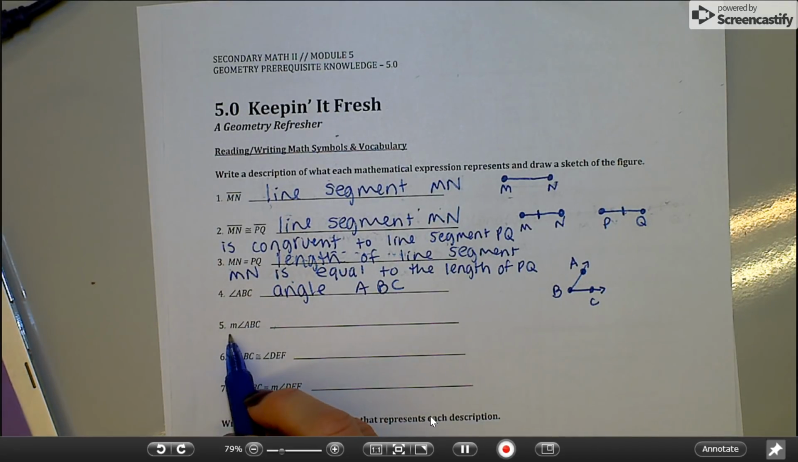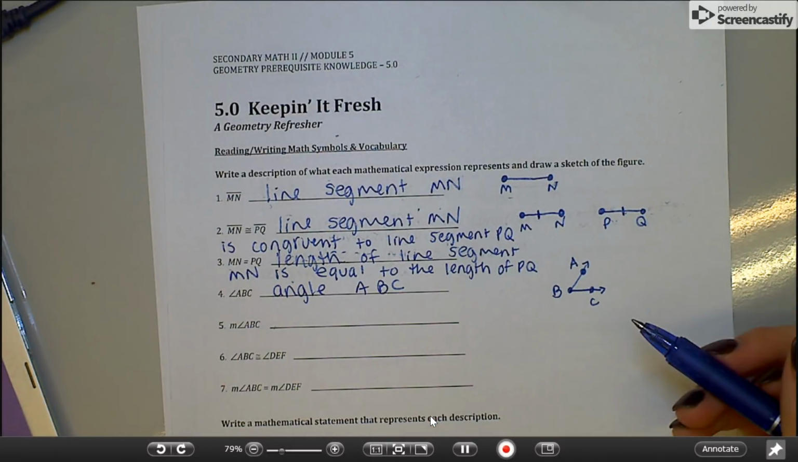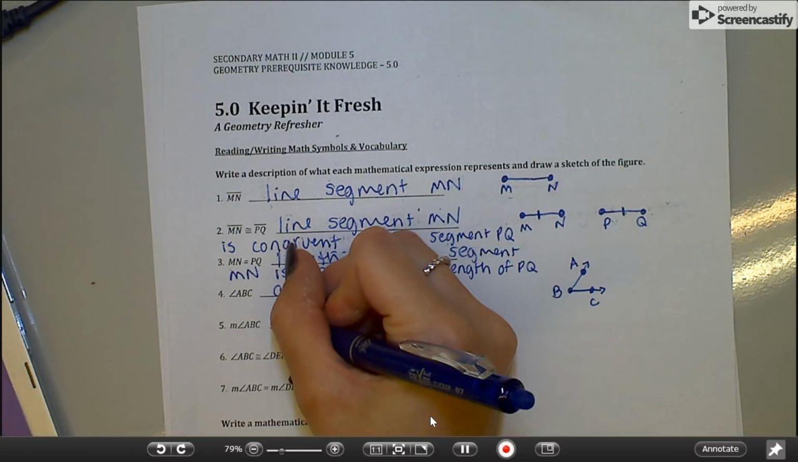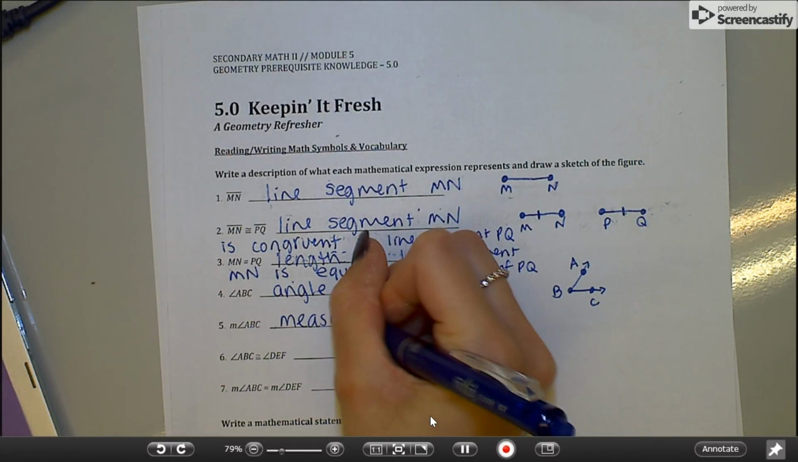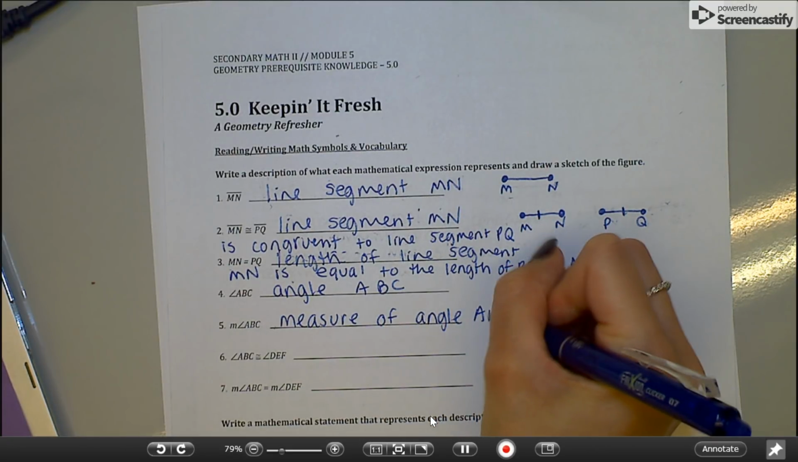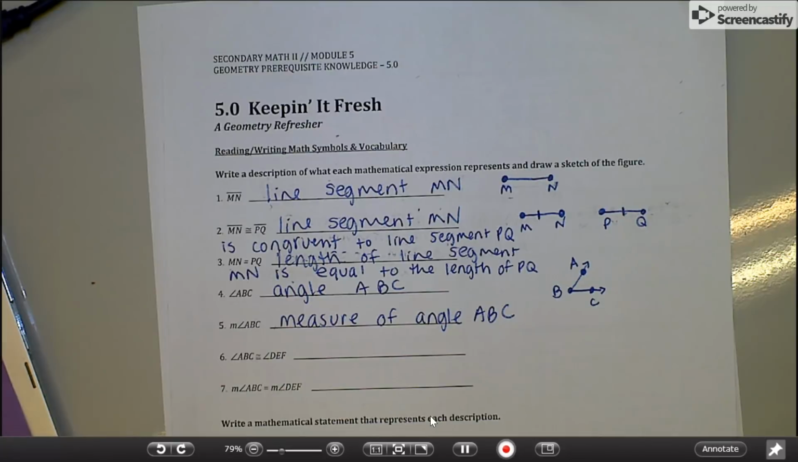Now, this M in front of it refers to measure. So if we wanted to know the measure of this angle, how many degrees it is, we would say the measure of angle ABC. And that would help us when we're talking about a quiz or test question. If they're asking us, what is the measurement of it? How many degrees?